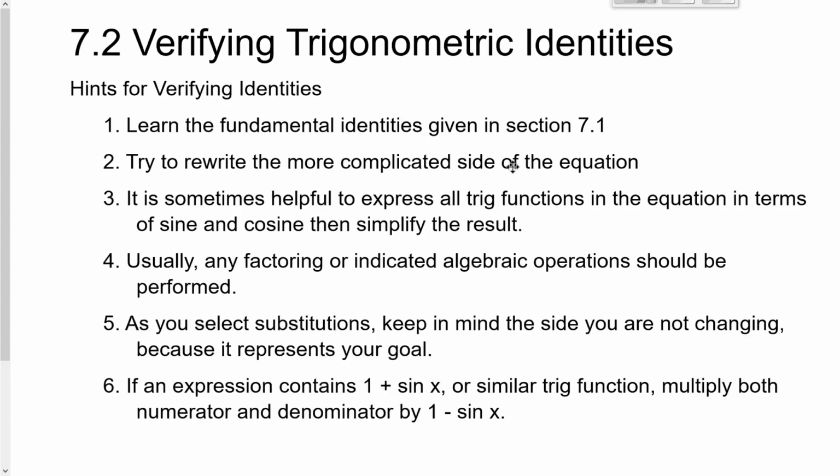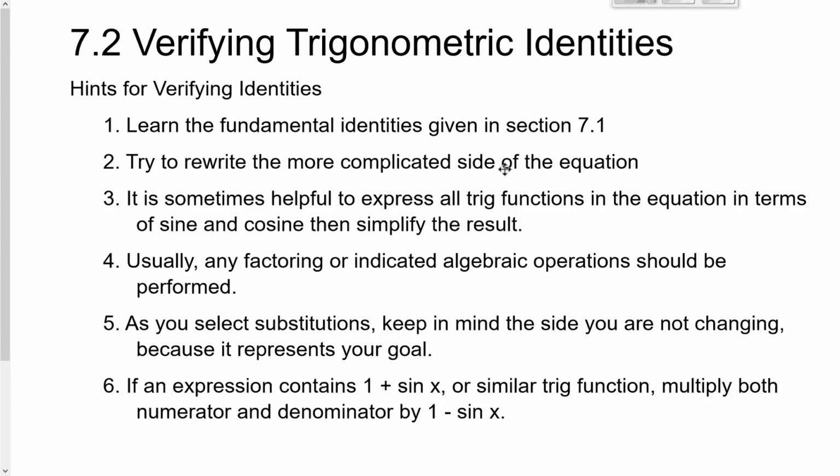7.2, verifying trig identities. So here are some hints that you can do. And verifying is not solving the equation. So you can't add something to one side of the equation and add it to the other side. You can't multiply one side by another side.